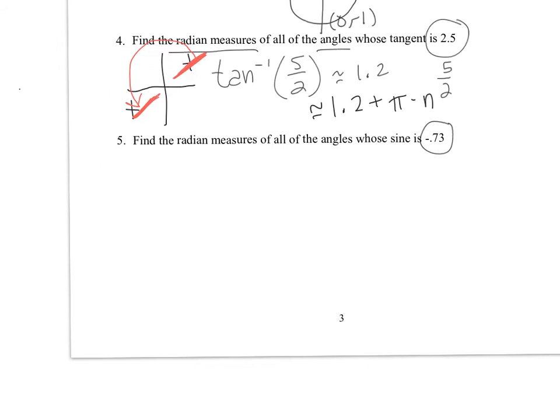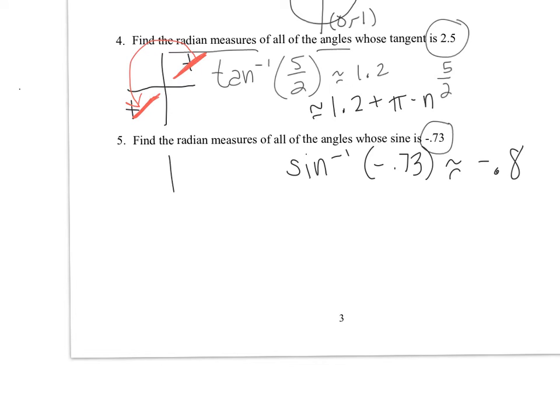So number 5, find all radian measures. Find the radian measures of all the angles whose sine is negative 0.73. Make sure your calculator is in radian mode again. So I'm going to do inverse sine of negative 0.73. And in my calculator, I get about negative 0.8. So this all comes down to how you round again.